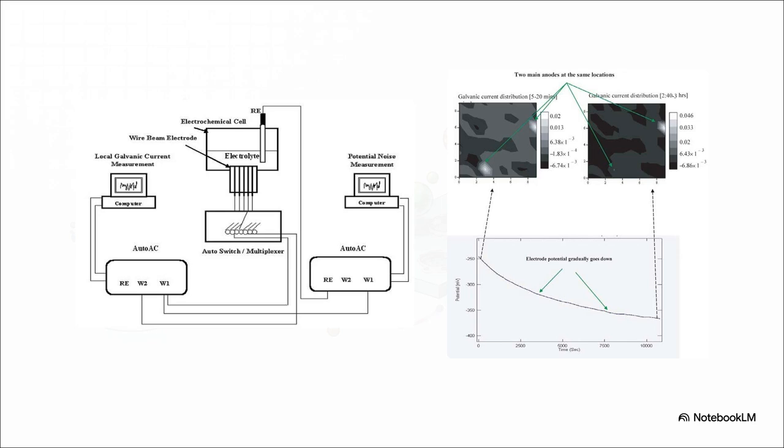When you set up the physical wiring rig for the WBE and hook it up to multiplexers, you get something incredible. Actual visual maps of the galvanic current distributions. You can literally see the exact moments local anodes form, giving us a real-time visual map of the instantaneous corrosion dissolution rate. It is a total game changer.